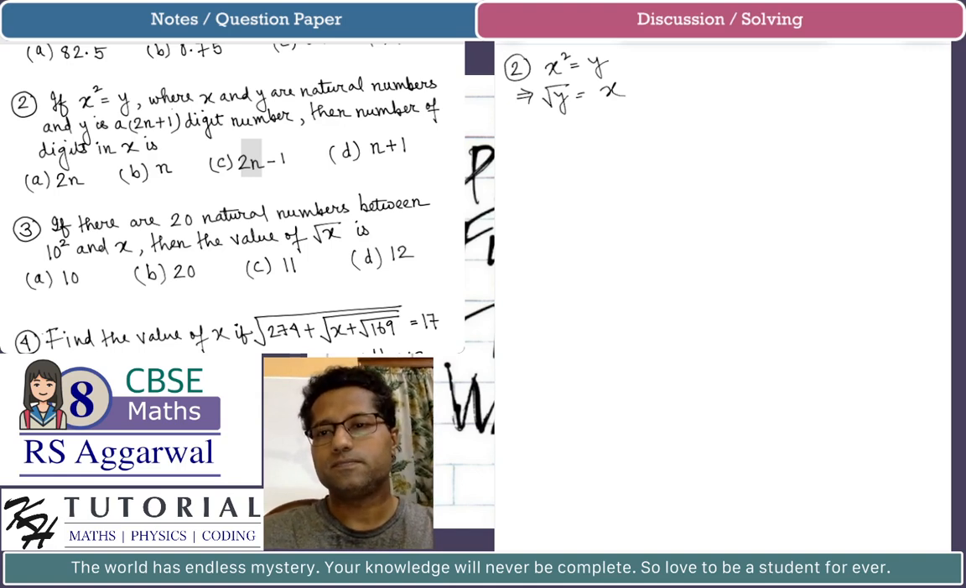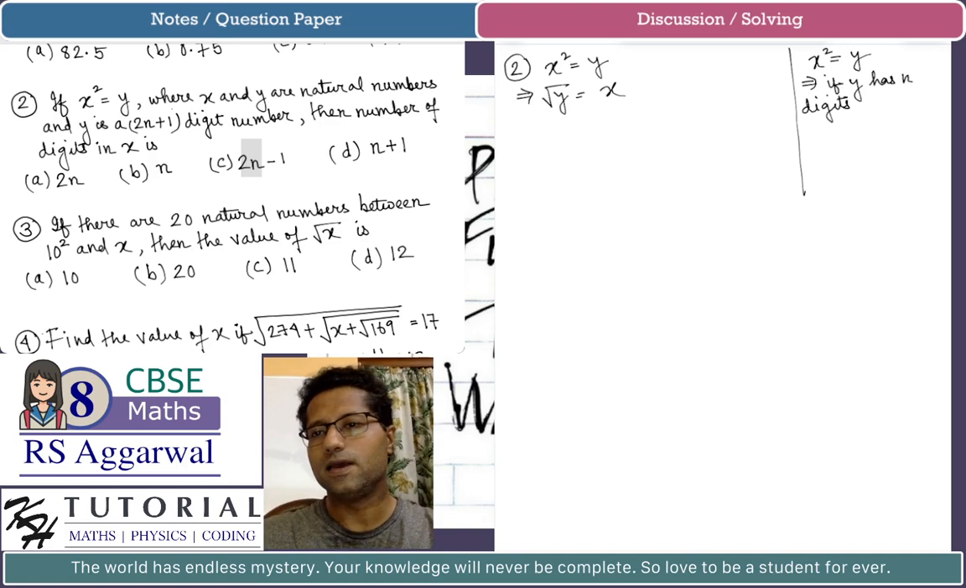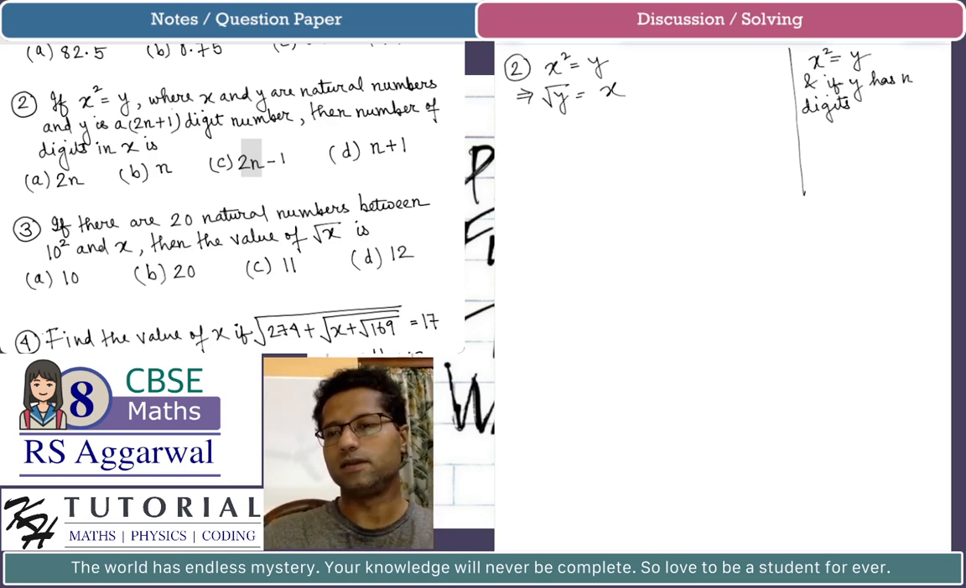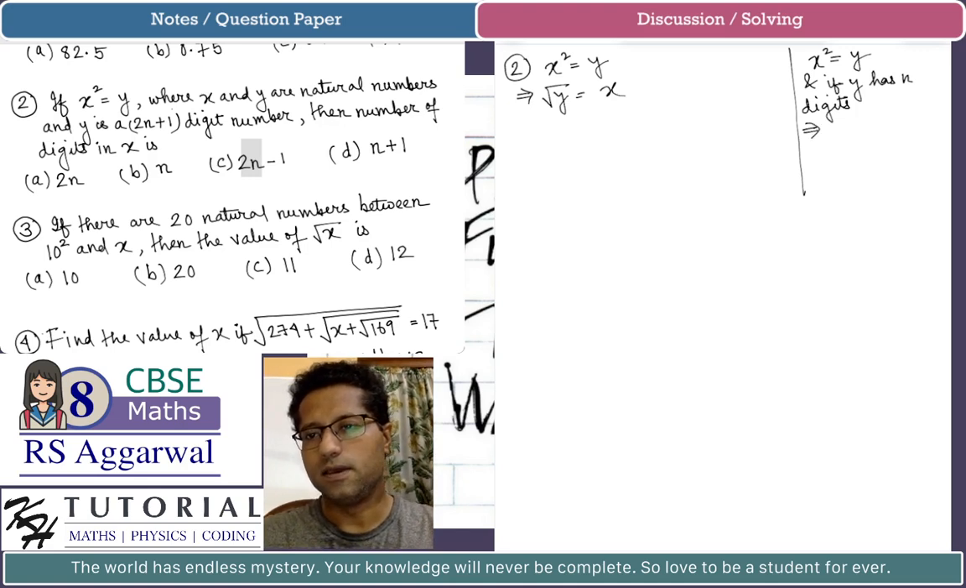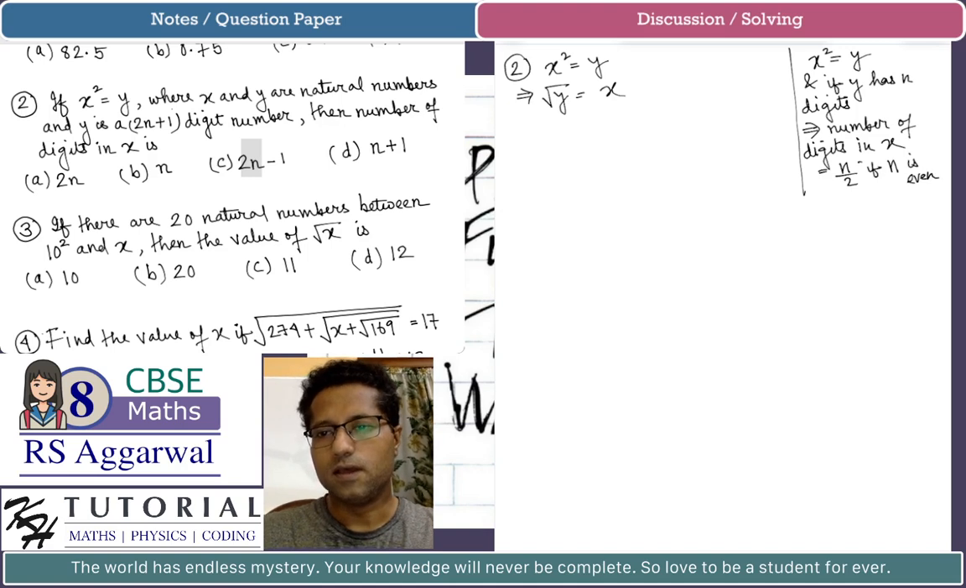So we know that if x square is equal to y, that is, y is a perfect square number and its square root is x, and if y has n digits, this will imply that the number of digits in the square root x will be equal to n by 2 if n is even, and it will be n plus 1 by 2 if n is odd.